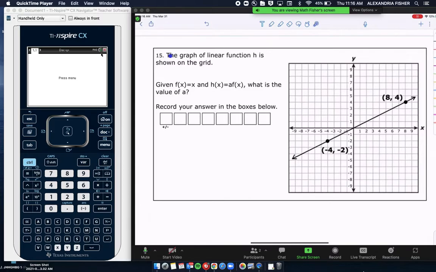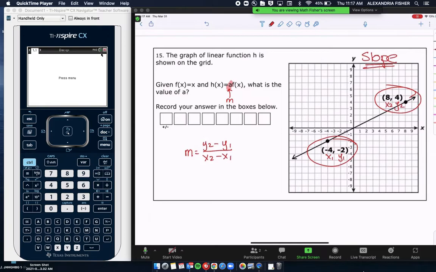So it says, the graph of linear function h is shown on the grid. Given f of x equals x and h of x equals a f of x, what is the value of a? Record your answer in the box. So we're looking for our value a. So a is in front of x, so that means we can also call it m. And remember, m is just y2 minus y1 over x2 minus x1. So you're going to take these 2 points, and you're going to find slope. So you have x1, y1, x2, y2. Now you know how to do this.